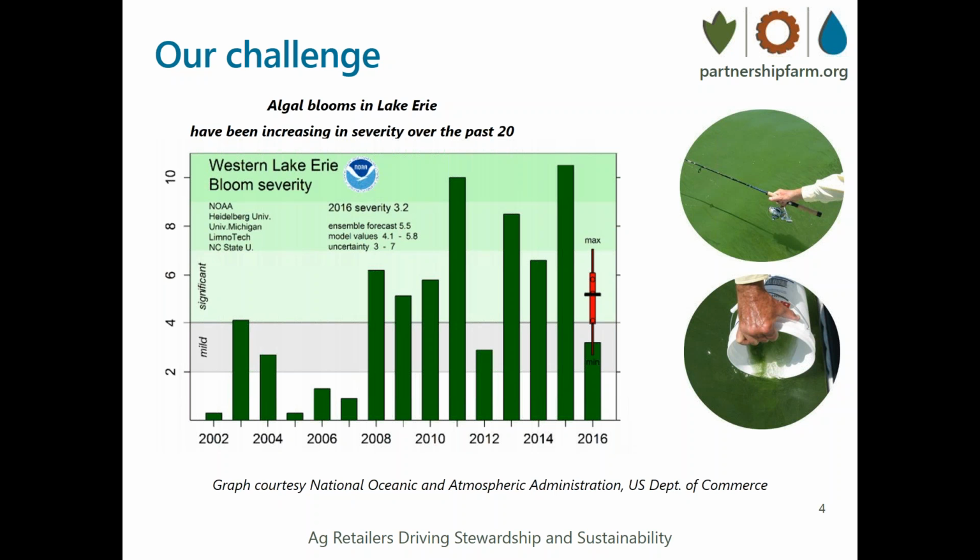The graph on the left shows NOAA annual data on algal bloom severity since 2002 in Lake Erie. After phosphorus loadings declined sharply in the mid-'80s with the advent of reduced tillage, they've increased. And as a result, we've experienced more frequent and severe algal blooms. 2015 was a record. It exceeded the prior 2011 record. 2016 was at 3.2, lower than the 5.5 predicted. And it remains to be seen what this next year will bring.